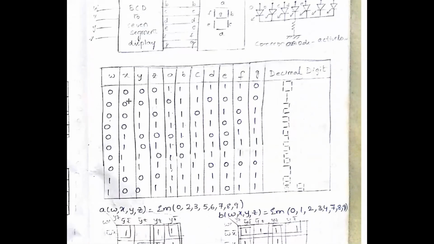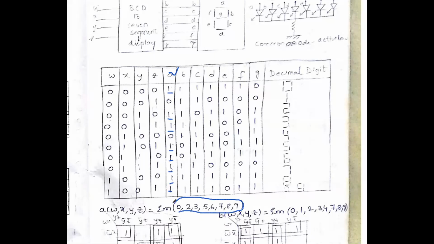The output equation for A. If you observe A, when does A glow? If you verify A with respect to W, X, Y, Z, where is the output 1? The output is 1 for 0, 2, 3, 5, 6, 7, 8, 9. These are the min terms. The min terms for A are 0, 2, 3, 5, 6, 7, 8, 9.